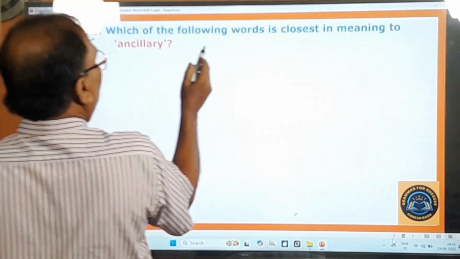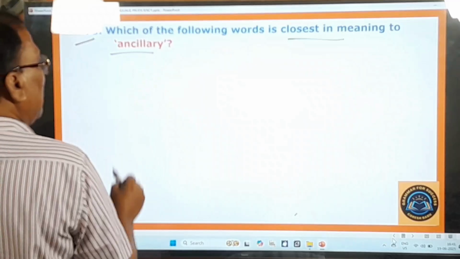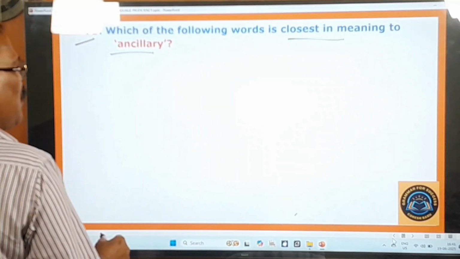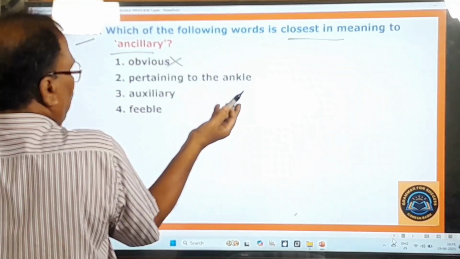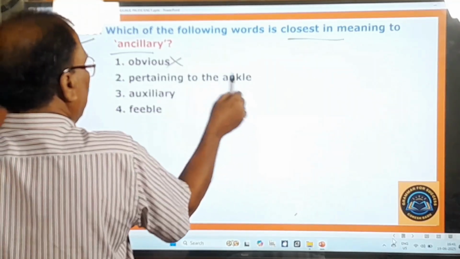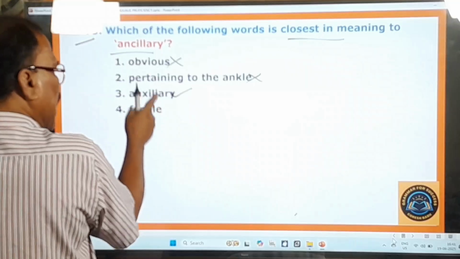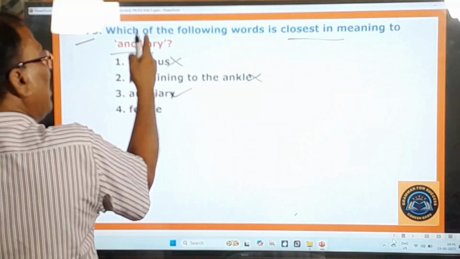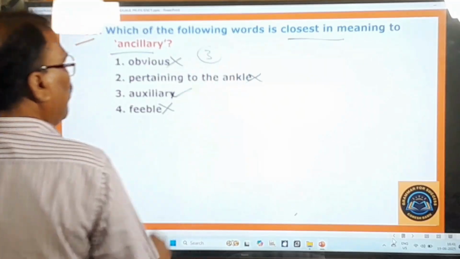73rd question. Which of the following words is closest in meaning to ancillary? Ancillary means what? Obvious, no. Obvious means evident, clear and all. Pertaining to the ankle, no. Ancillary means auxiliary. Auxiliary means ancillary. Okay, right. Feeble, weak, no. So here only the third one is the right option.